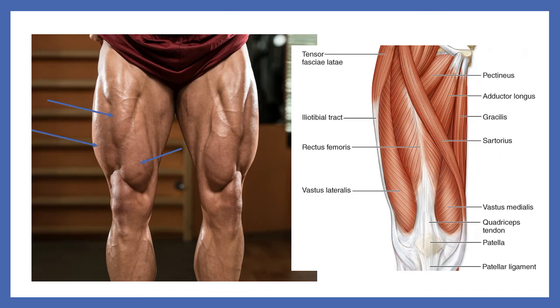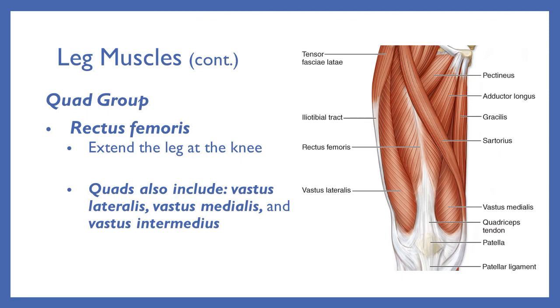On the back of the thigh, we saw the hamstrings. On the front of the thigh, we see the quads. On this model, they are very exaggerated. The one in the very middle is called the rectus femoris. It runs right down the middle and it's straight. This one extends the leg at the knee. If it contracts, it pulls up. The quads also include the vastus lateralis, which is on the lateral side, the vastus medialis, which is on the medial side, and there's one underneath the rectus.